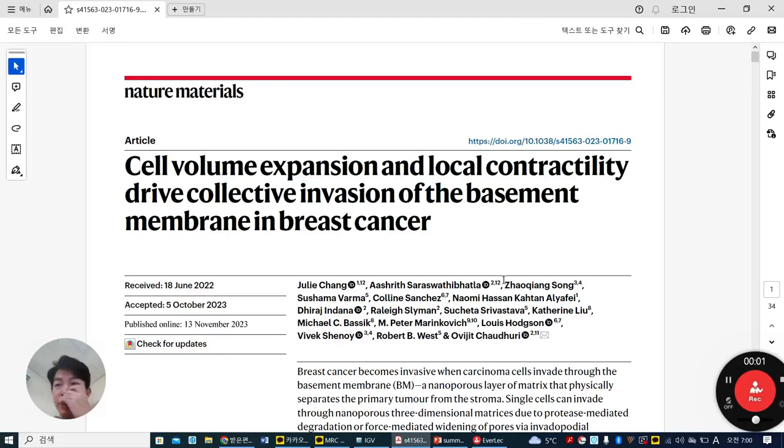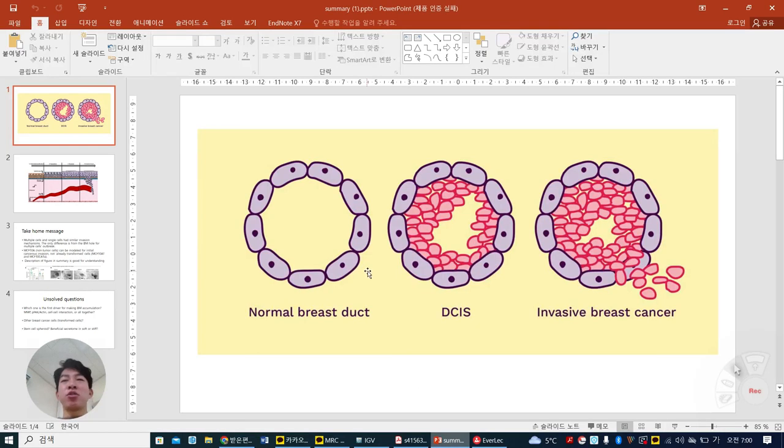Good morning. Today I will present this paper recently published in Nature Materials. The title is Cell Volume Expansion and Local Contractility Drive Collective Invasion of the Basement Membrane in Breast Cancer. This is written by the Chaudhuri Group. Before starting this paper, I will introduce the concept of this paper.